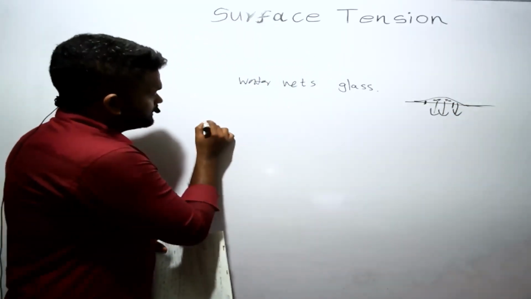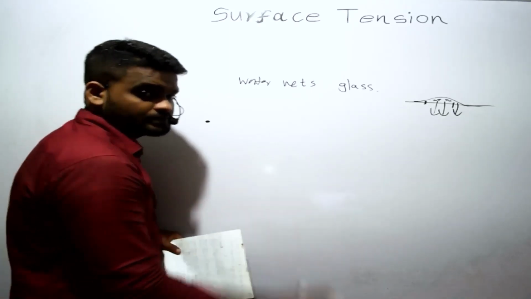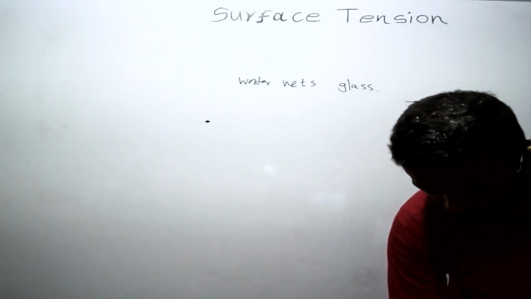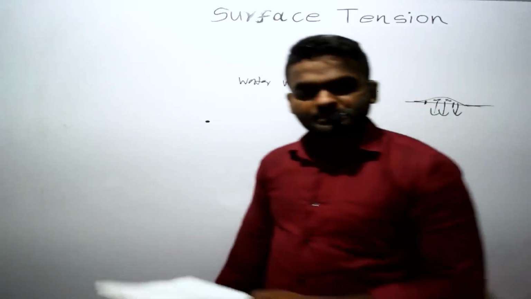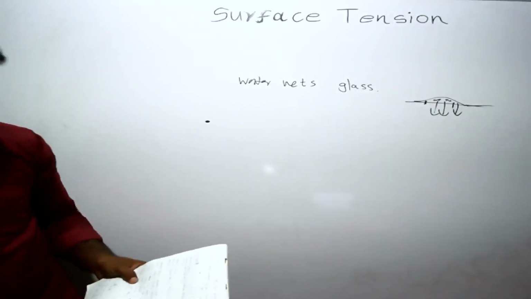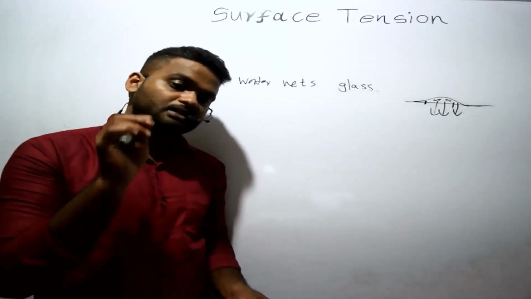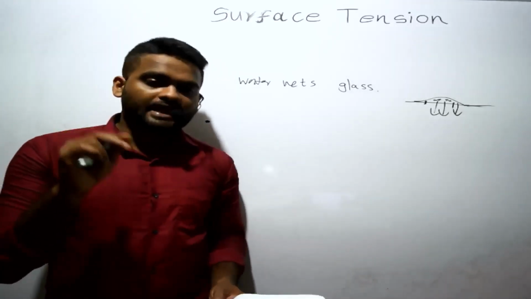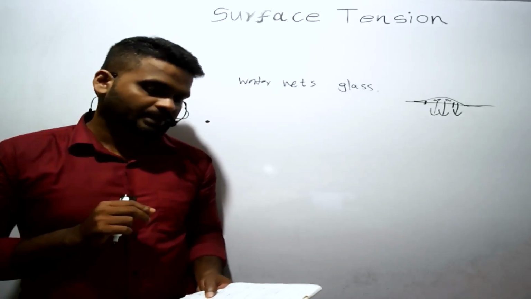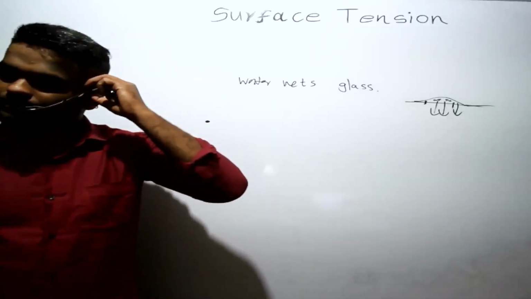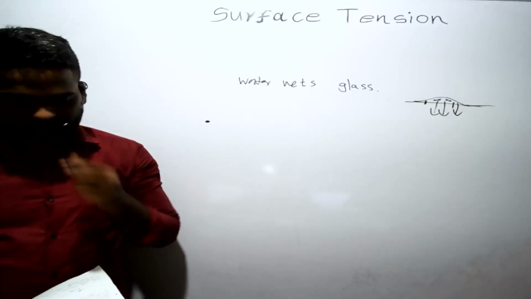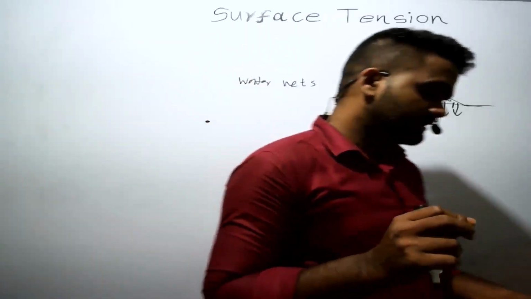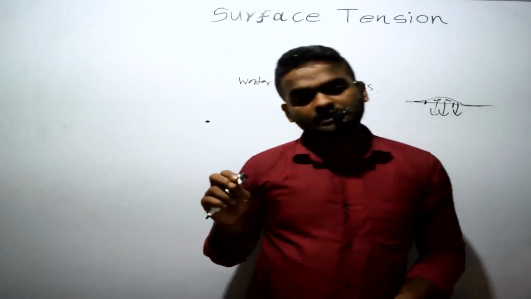Okay. Then the next point, write down: cohesive forces between two mercury particles is more than adhesive forces between a mercury particle and a glass particle.